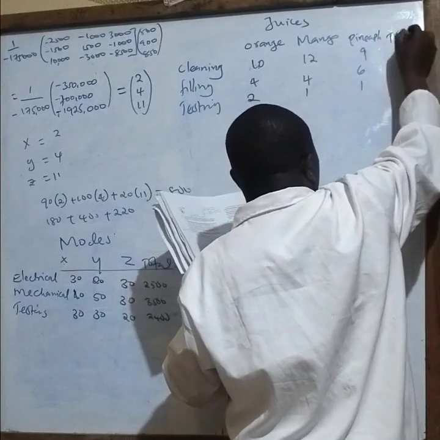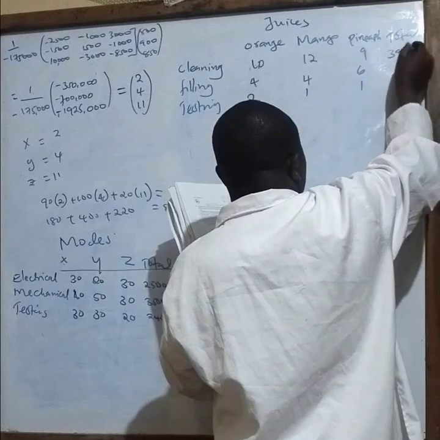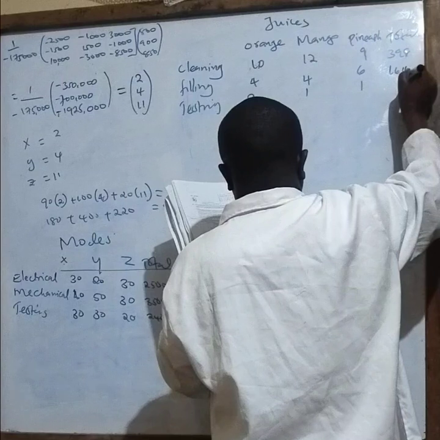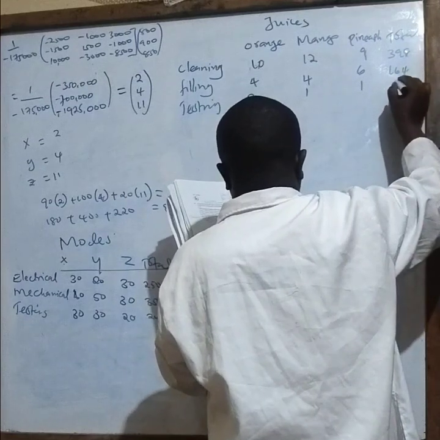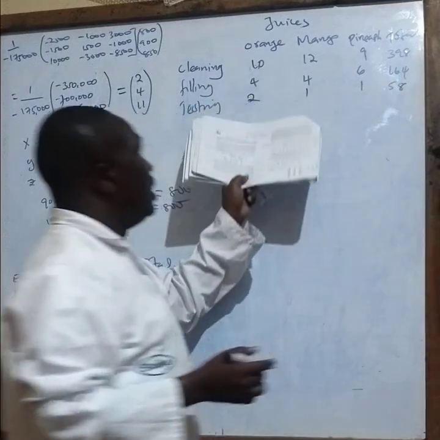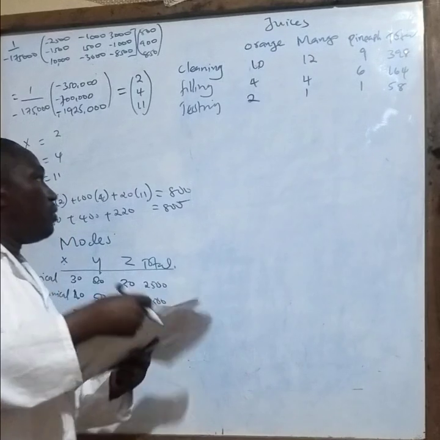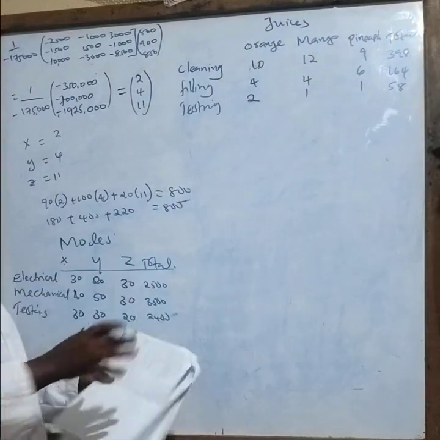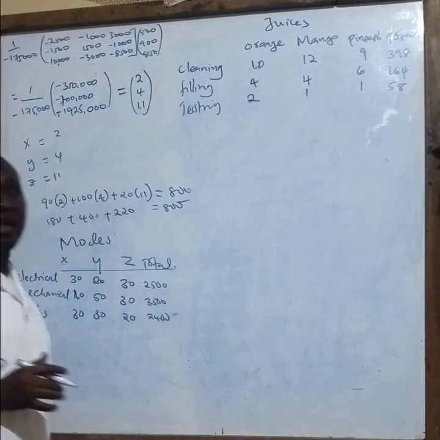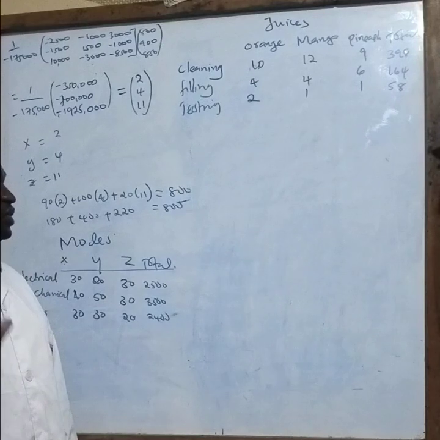Correct? Then you say now total. At the end there, they are saying here is 398, this one is 164, and the last one is 58. So let this and this one be the unknowns. So I want you to do these 2 questions, question 4 and question 5. Then send those answers to me, I will mark and share with you.